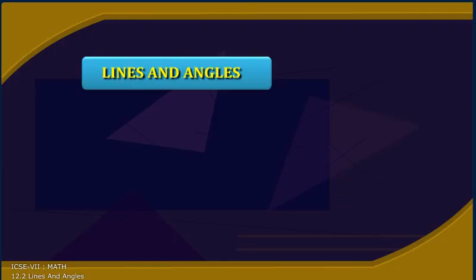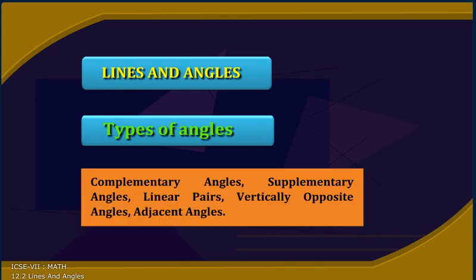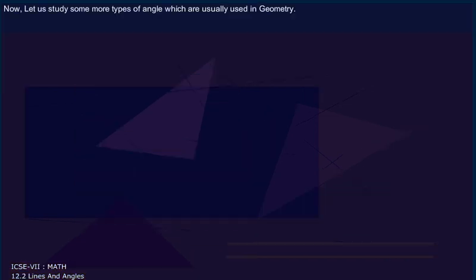Lines and angles. Types of angles: complementary angles, supplementary angles, linear pairs, vertically opposite angles, adjacent angles. Now, let us study some more types of angle which are usually used in geometry.